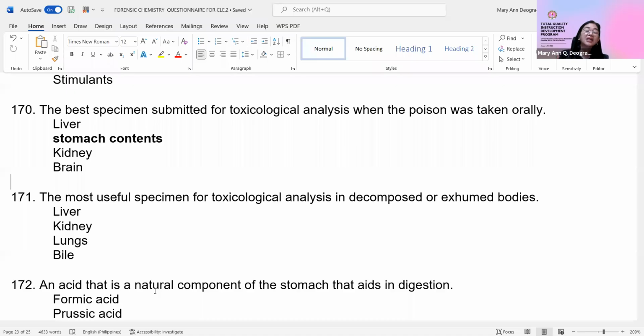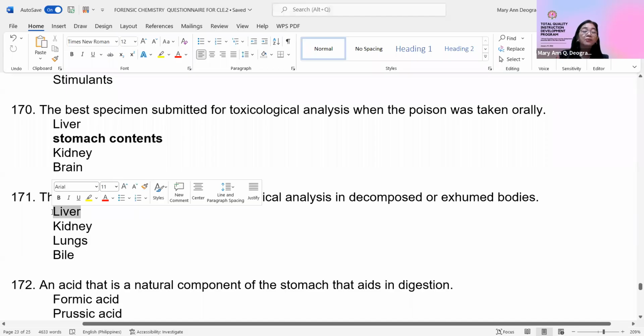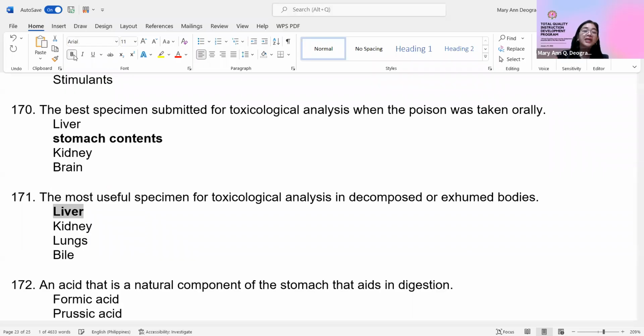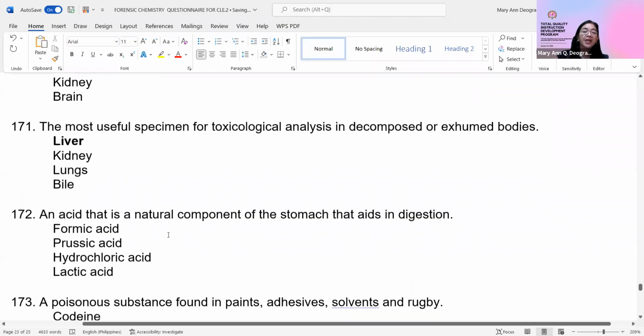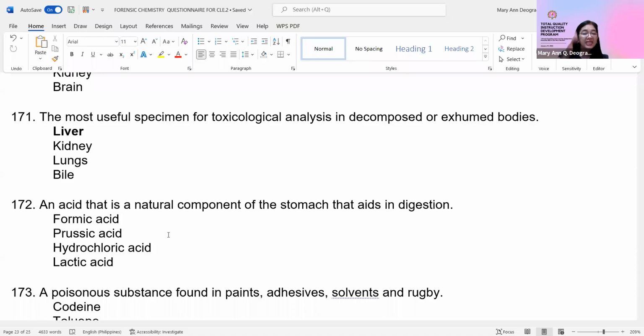Alin kasi yung pinakamalaking part ng katawan natin? Diyan, yung internal organ. Yes, it's the liver, no? So because of the size of the liver, this is the best specimen which is useful for exhumed or decomposed body. Pagka naaagnas na yung nabubulok na yung katawan, liver intact pa yan. Kaya yan ang isa-submit.